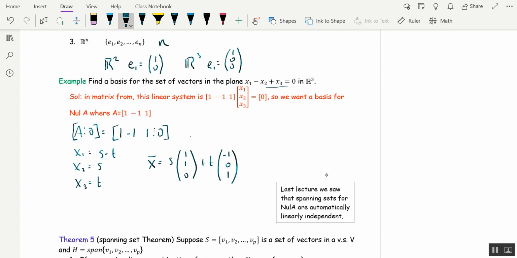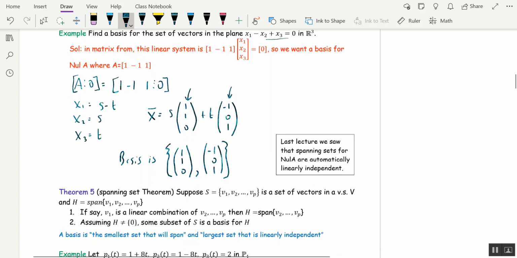All right, these two vectors span the solution set, and we saw in the last lecture that automatically those two vectors are also linearly independent. So a basis for null A is squiggly brackets. Bases always go in squiggly brackets because they're sets. And then we just want those two vectors, 1, 1, 0, and then comma, negative 1, 0, 1. Leave the S and the T off. Just those two vectors form a basis for null A.